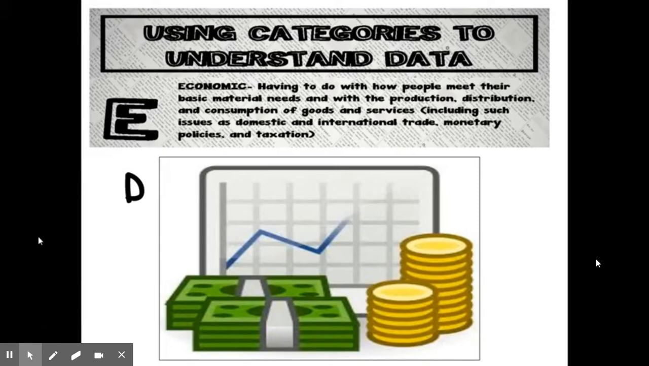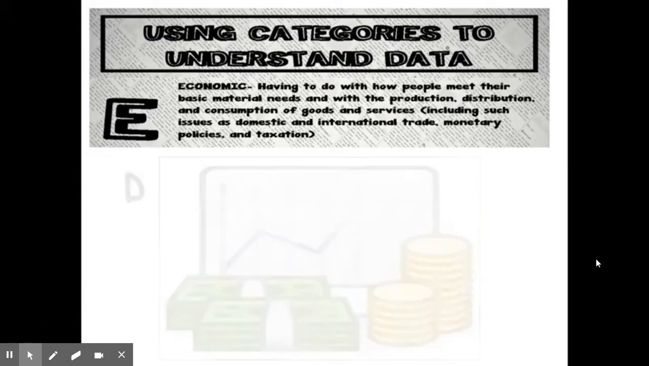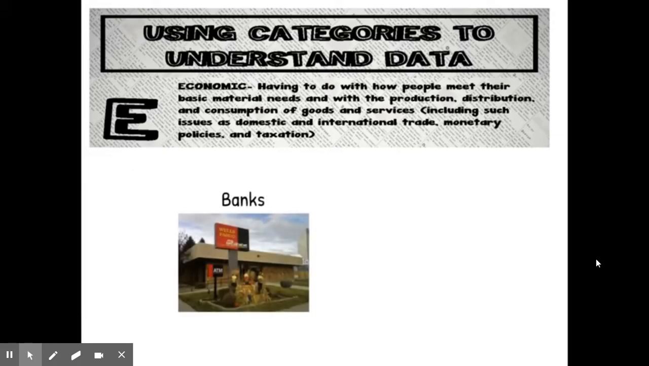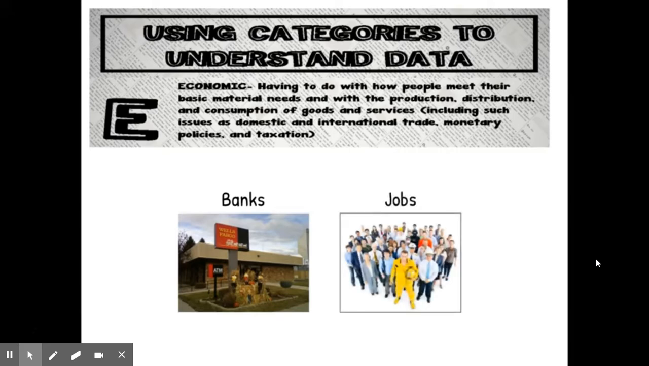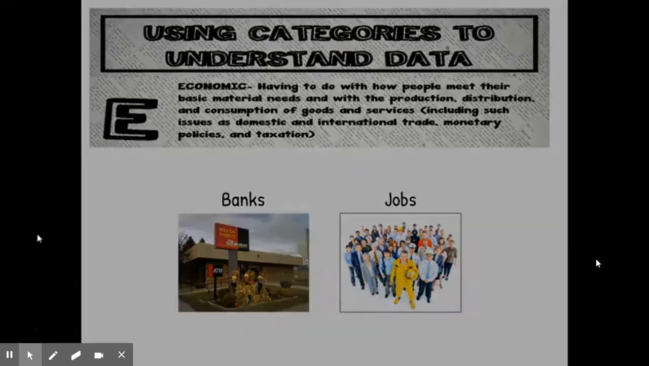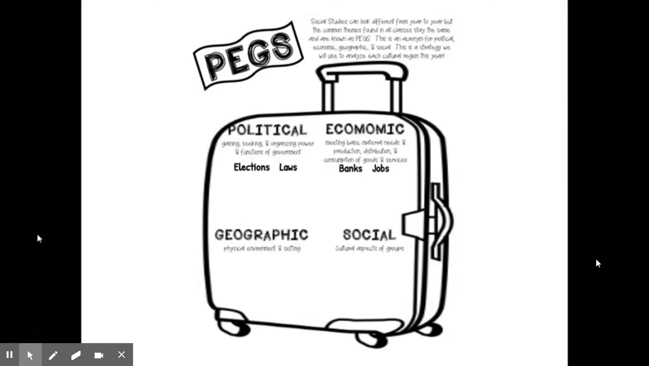Also, some other things that we associate with economic, or the E in PEGs: banks. Of course, this is the image of Wells Fargo, and we know Wells Fargo here in Texas very well. And also jobs. Jobs are a part of the economic part in PEGs. So we went over P and we went over E.